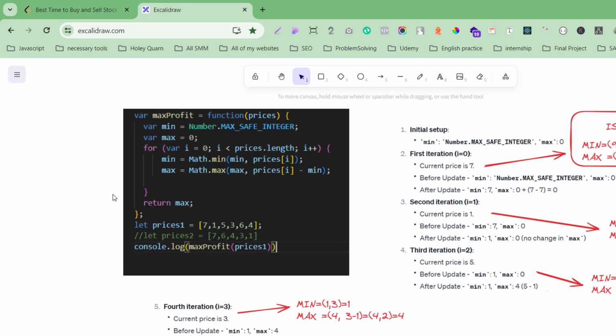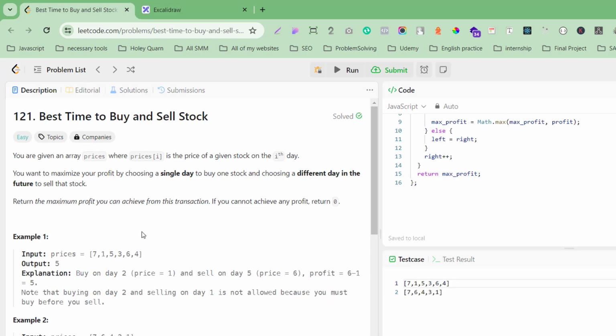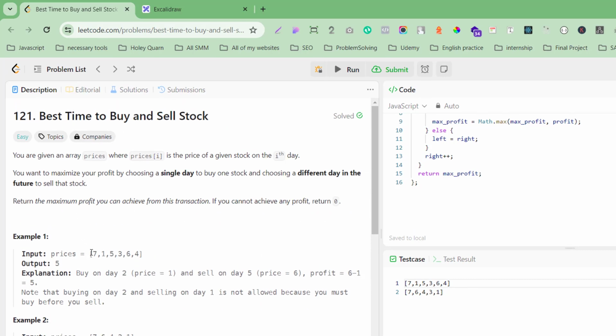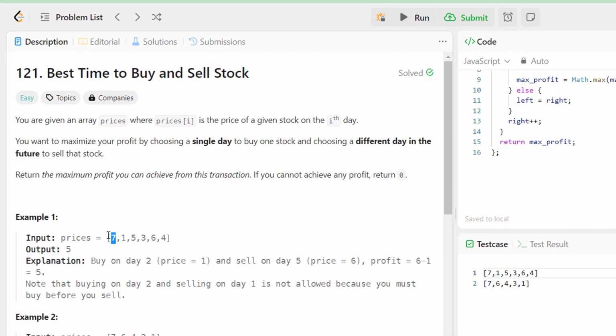Okay. So let's explain what is happening over here. You need to buy some shares: this is for Saturday, this is for Sunday, this is for Monday, this is for Tuesday, Wednesday, and Thursday. There is a condition over here. You want to maximize your profit by choosing a single day to buy a stock and choosing a different day to sell it. You have to buy it on one day and sell it on a different day, and return the maximum profit.